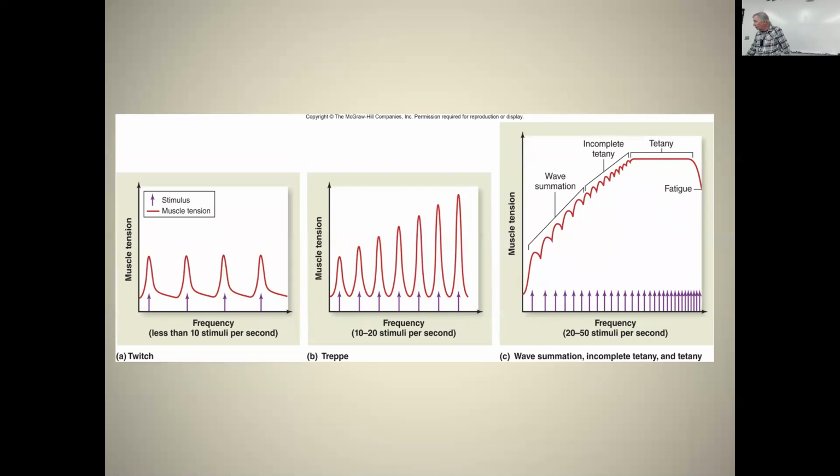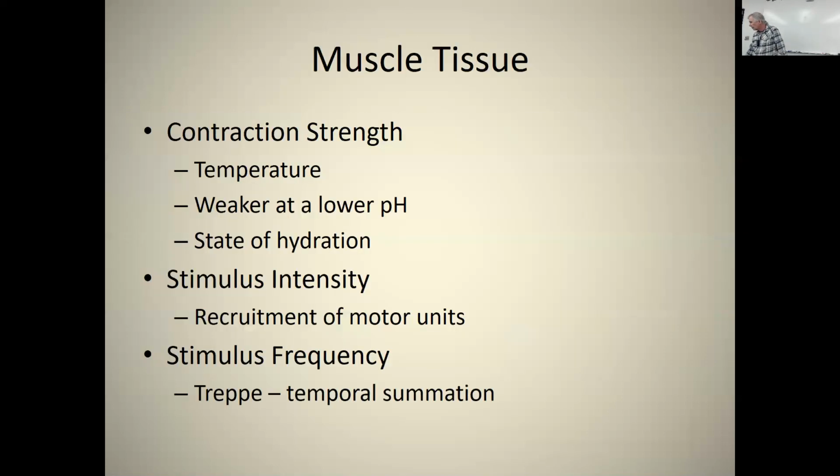And then if you go even farther, you get what's called incomplete tetany, where you're stimulating so rapidly. In incomplete tetany, you let the fibers relax a little bit. But in tetany, you're stimulating so rapidly that they cannot relax at all, so they stay completely, maximally contracted. And that's called tetany.